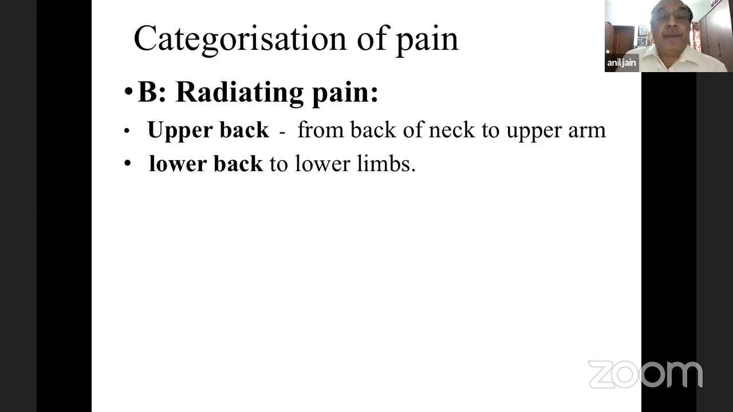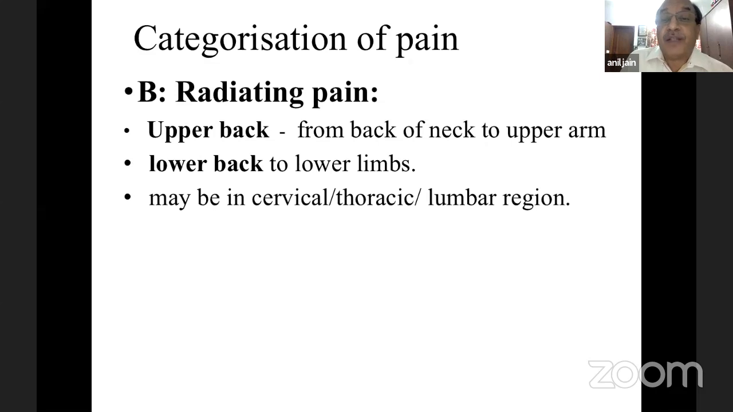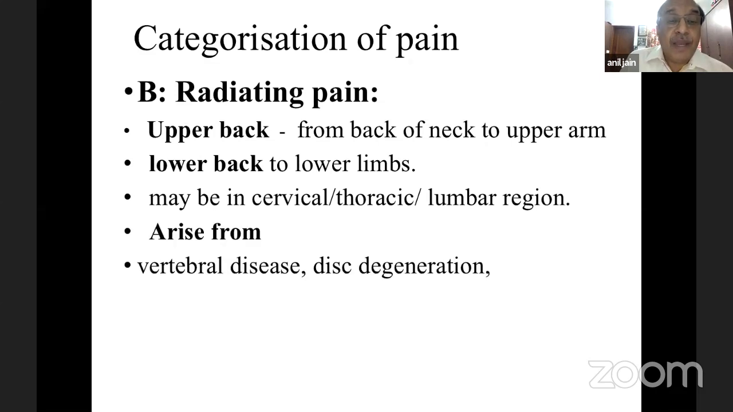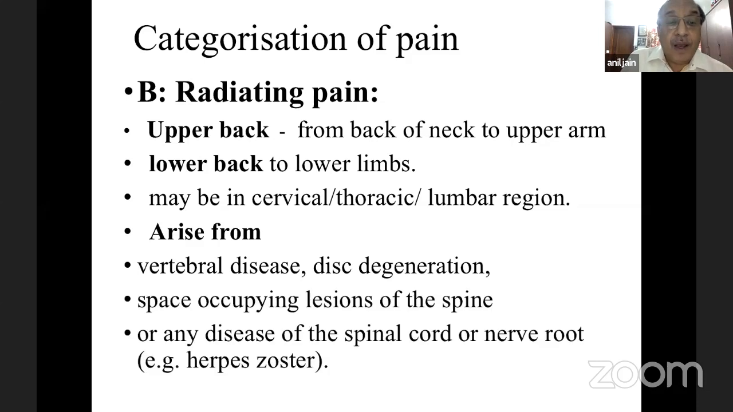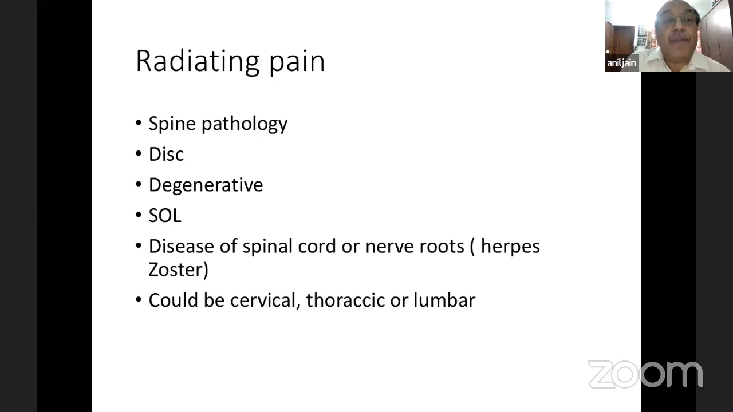While radiating pain may go from the neck to the upper limb, or from the lower back to the lower limb, in the cervical, thoracic, and lumbar regions. They may arise from vertebral disease, disc degeneration, a space-occupying lesion of the spine, or any disease of the spinal cord and nerve, for example herpes zoster. These are the conditions which give rise to radiating pain.